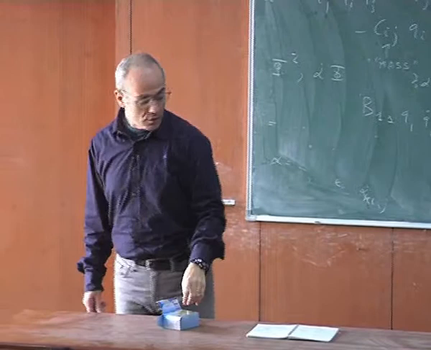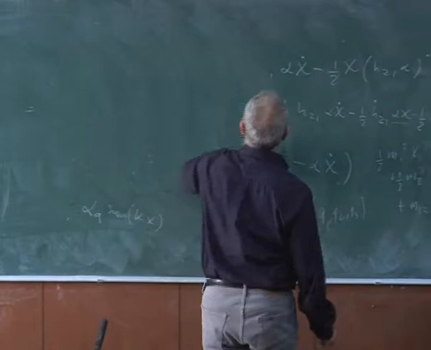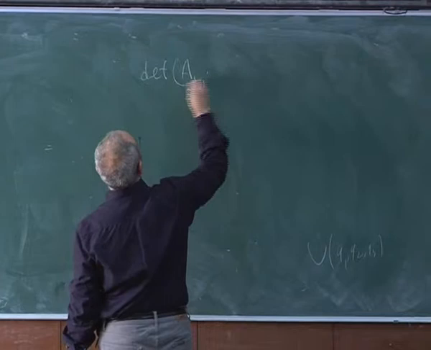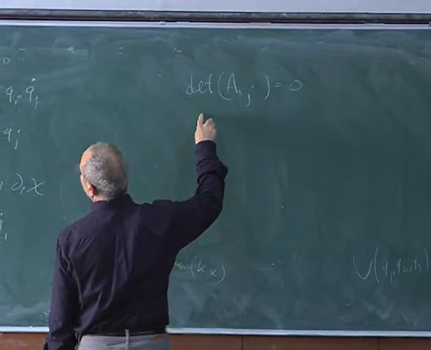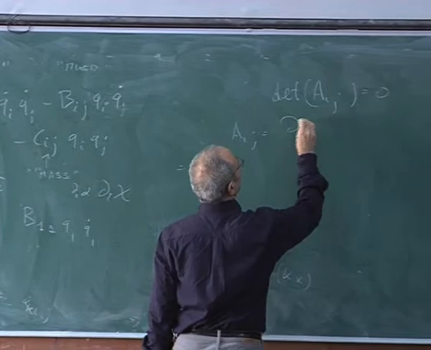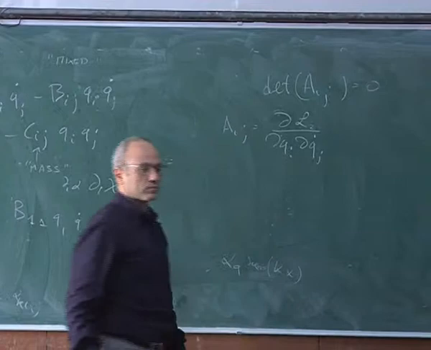Notice that it may be possible that the determinant of Aij is zero. That's a possibility. Why is it a possibility? This must be only a function of T and Q and T and K squared, at most. So this means that Aij will be the second derivative of L2, the quadratic Lagrangian, with respect to dQi dot and dQj dot. We don't have any other possibility because the Lagrangian is quadratic.